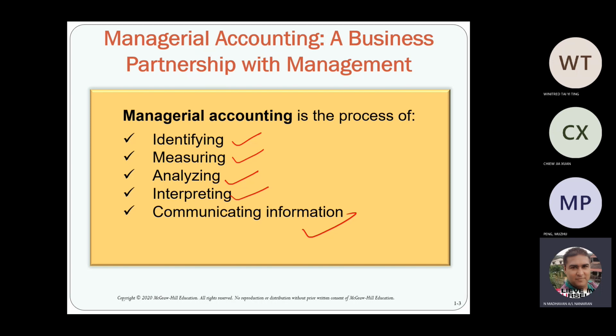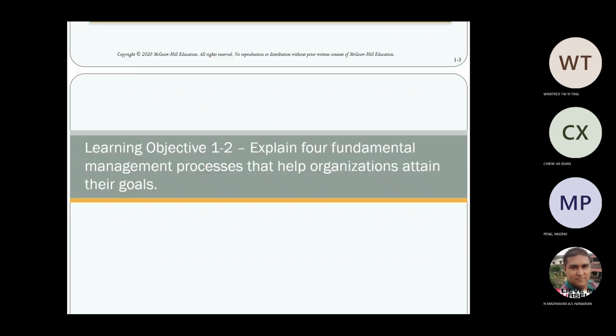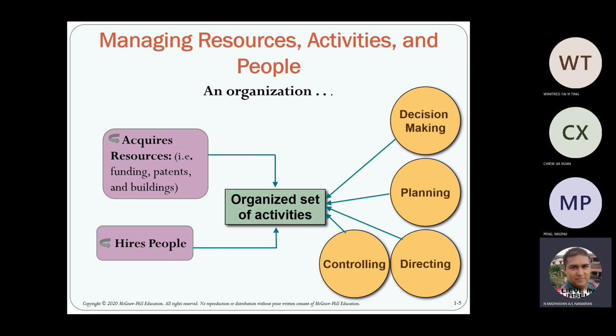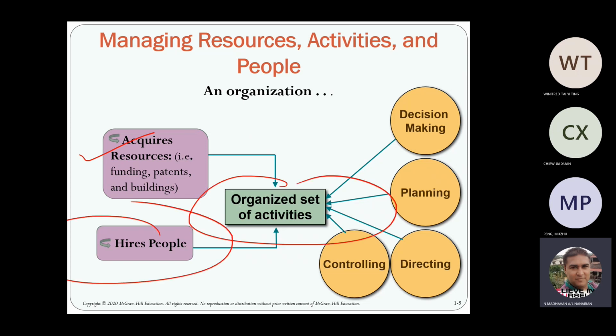So who are the two groups of people that we communicate with? Internal users and external users. But management accounting is used more towards internal users, the sales department, the production department, the owner himself to manage the entire business. Moving on. An organization acquires resources and organizes a set of activities by hiring people. So you notice they have the process of planning, directing, controlling, and making decisions. For all these processes, you need a tool. Those are the tools that we are going to see from now till the end of the semester.